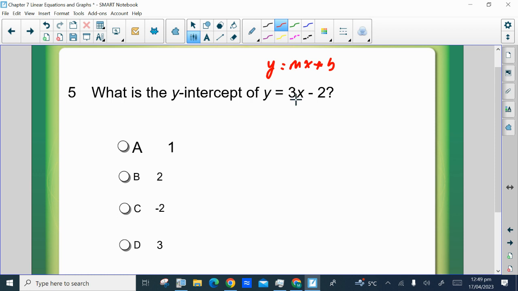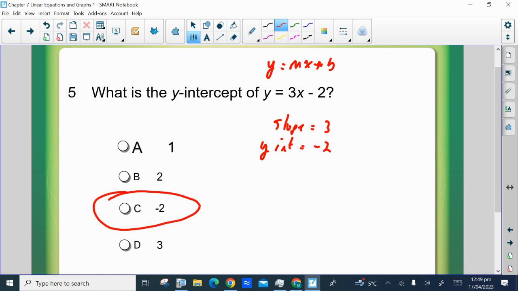M, the number in front of x, tells you the slope. The slope of this line is positive 3. And b tells you the y-intercept. The y-intercept will be negative 2. That's what slope-intercept form tells us. So there's no work that had to be shown for this. The equation tells you the slope and the y-intercept.